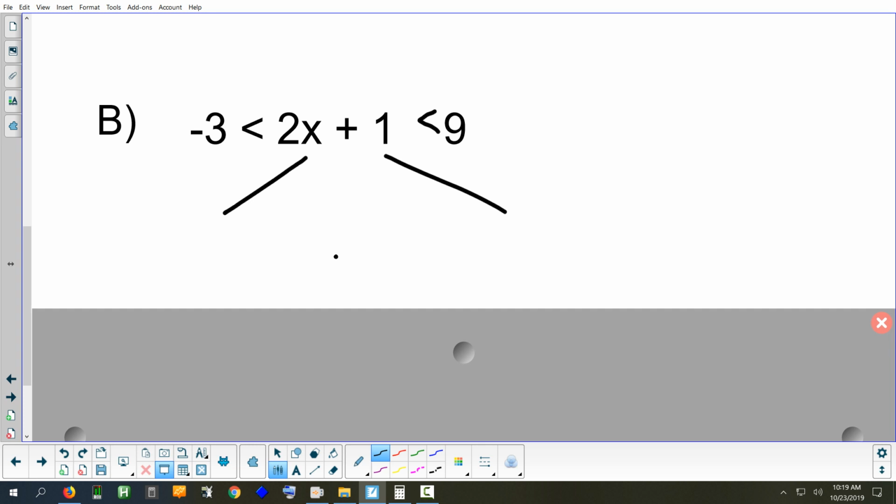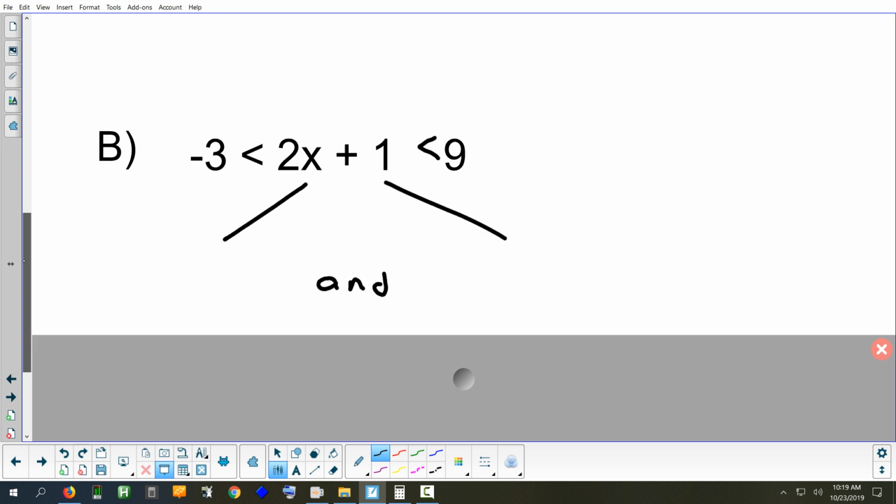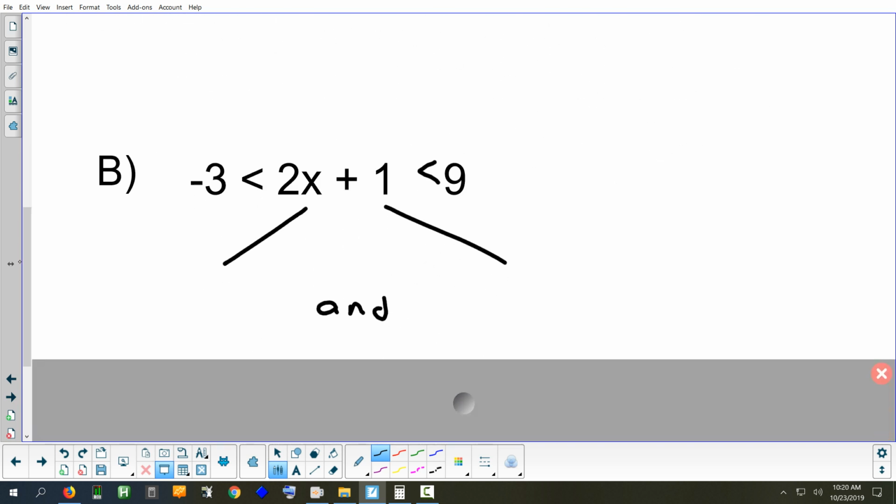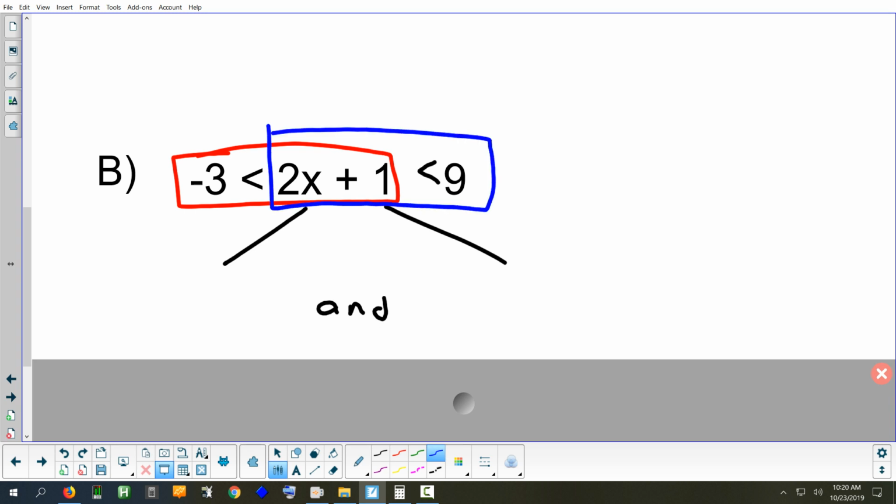So the first thing I'm going to do is split it into 2. I don't want it the short way. I want it written the long way. This is what I usually do to write it the long way. Put a box around that. Put another box like that.